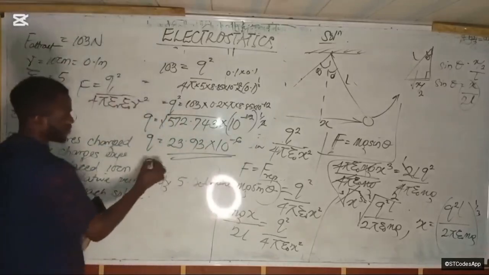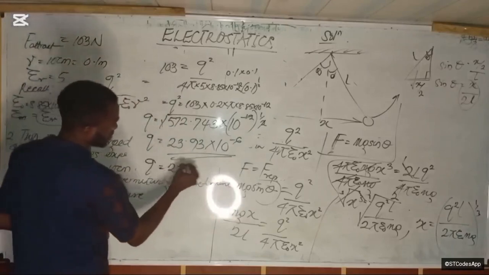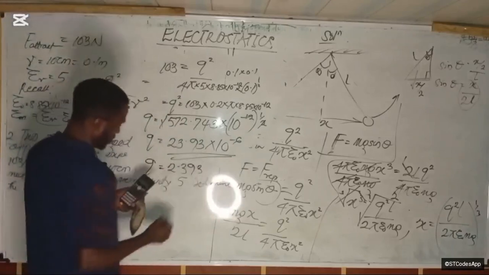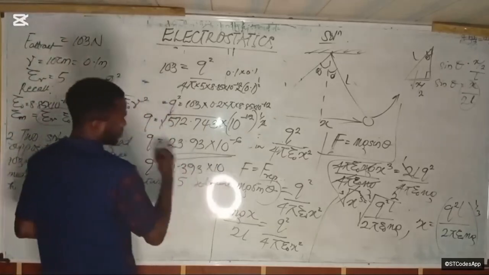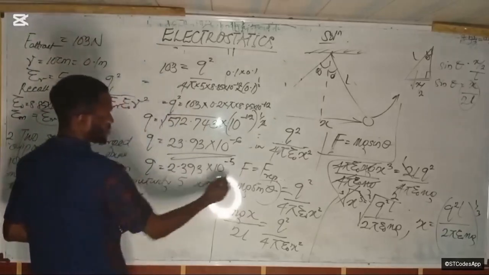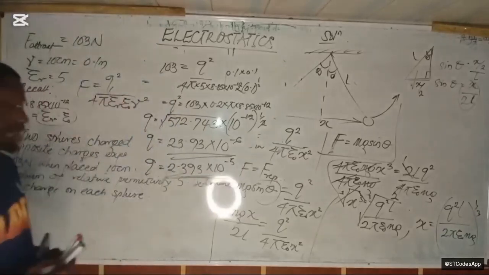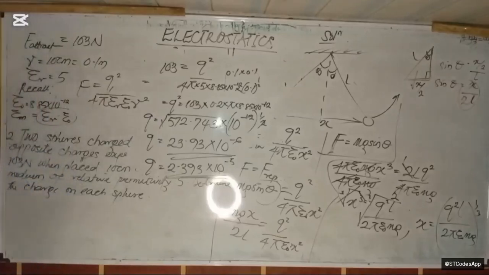So in standard form, Q becomes 2.393 times 10 to the power minus 5. All right, so that will be the answer to that question.